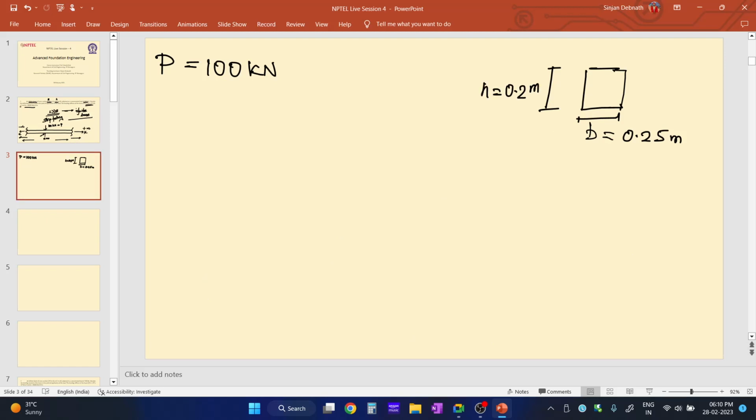Since a strip footing can be represented using an infinite beam, we need to solve such problems on infinite beam in order to get some confidence while solving problems related to strip footing. So this is the H, this one is the B.